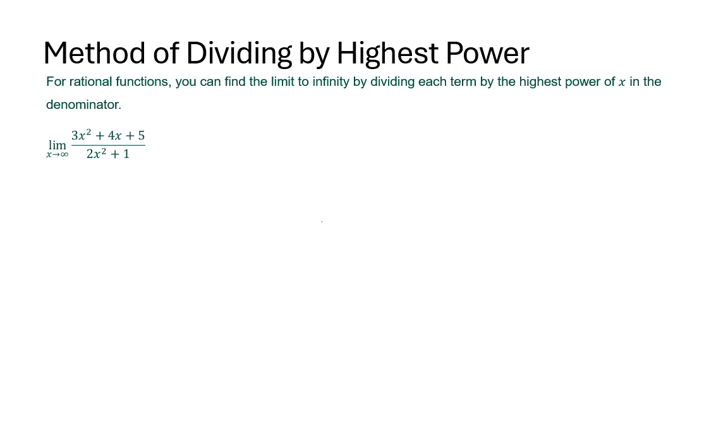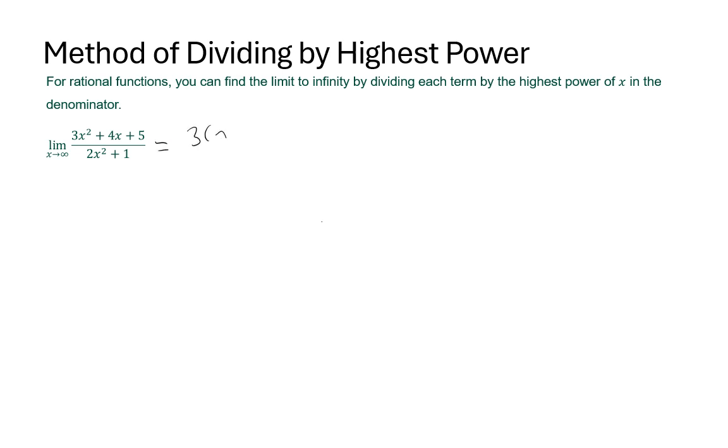Whenever we have a rational function, we can find the limit by dividing each term in the numerator and the denominator by the highest power in the denominator. Like in this example, we have this divided by this. For instance, say we want to compute this limit.